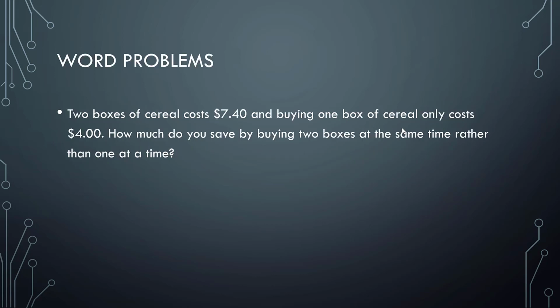Here, figure out this one. 2 boxes of cereal cost $7.40, and buying 1 box of cereal only costs you $4. How much do you save by buying 2 boxes at the same time rather than buying one at a time? Figure that one out. It's in the worksheet, and submit it with your homework, okay?